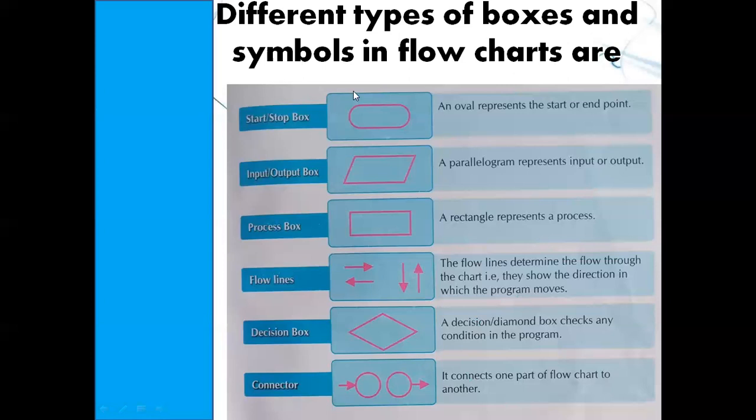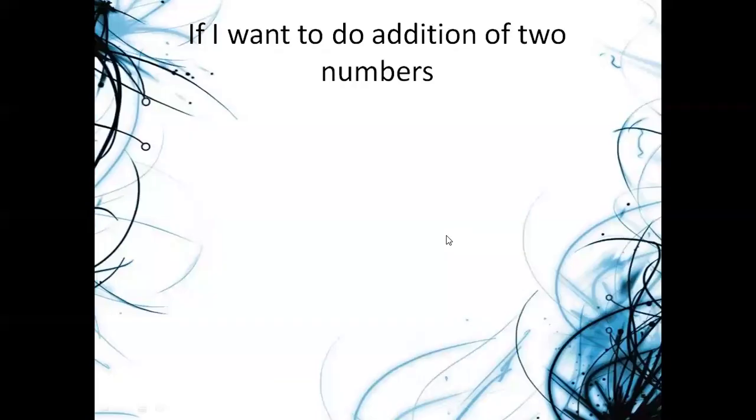So here again comes one small recap of this page. First one is the start box, second one is the input output box, third one is the process box, fourth one is flow lines, then decision box and connectors. So this is very important, you should know, and if you know these boxes in the proper way, then only you can convert an algorithm into a flowchart properly. And if you convert properly, then only by one look you will understand how the program will work. So let's move to the next page.